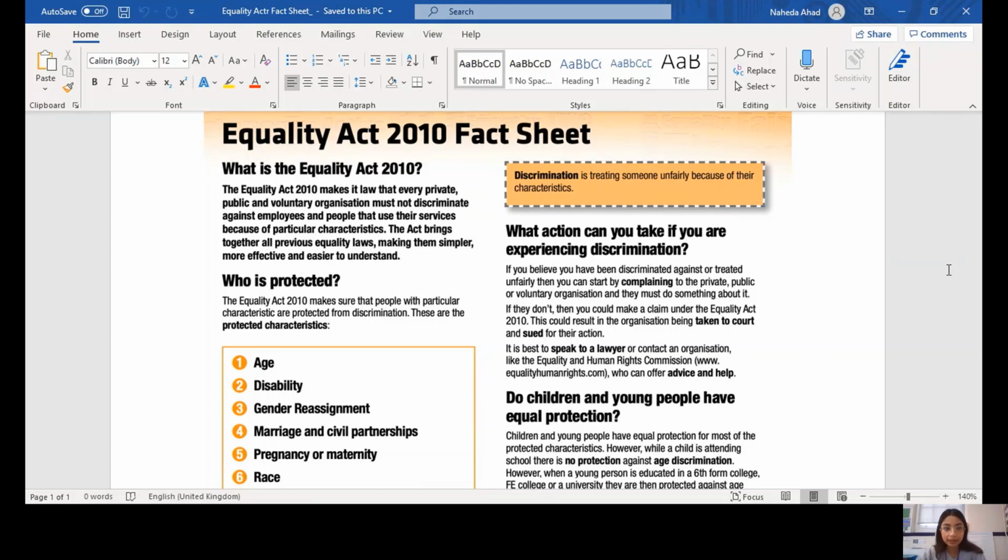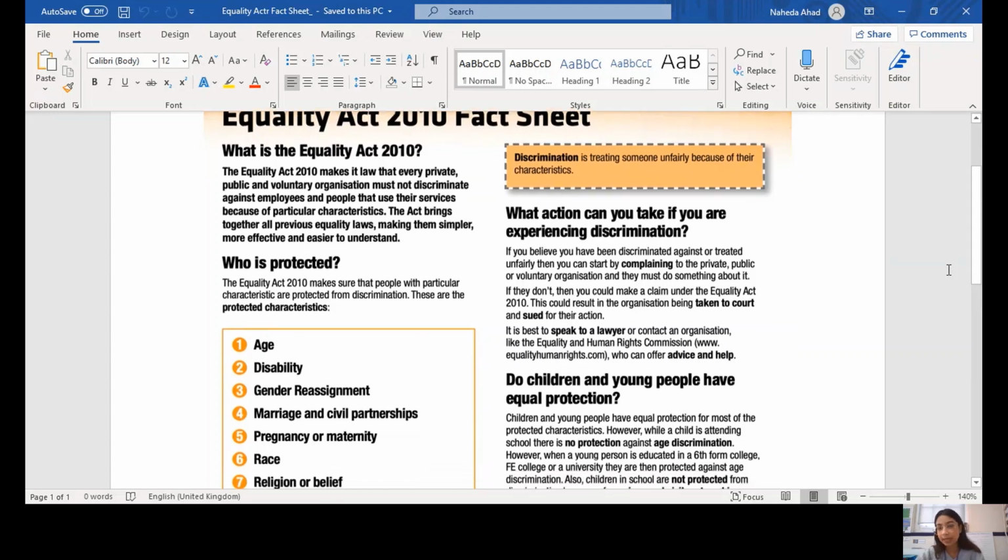What is the Equality Act 2010? The Equality Act 2010 makes it law that every private, public and voluntary organisation must not discriminate against employees and people that use their services because of particular characteristics. So these characteristics are the protected characteristics we have by law. So for example, age, gender, sex, sexual orientation, race, religion. The Act brings together all previous equality laws, making them simpler, more effective and easier to understand.